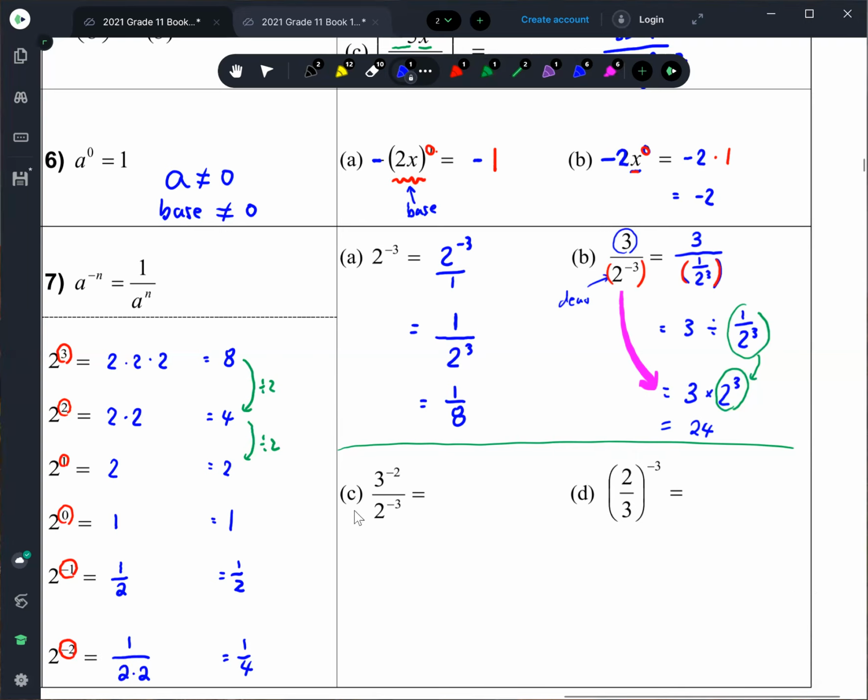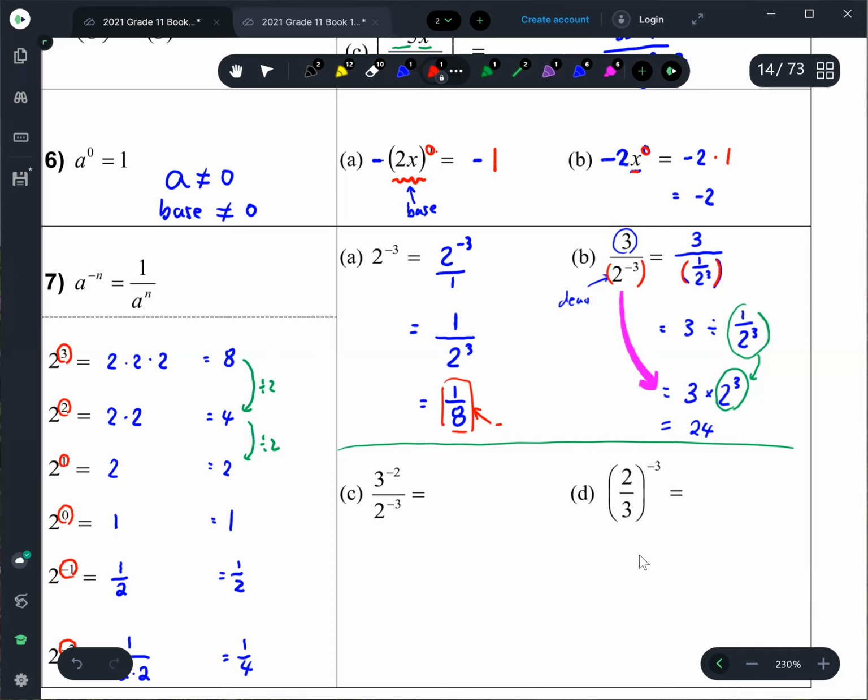All right, so I'm gonna let you guys try questions C and D. All right, so turn those two into positive exponents, rewrite it as positive exponents, and then evaluate. Okay, evaluate means you don't have exponents in your final answer. Okay, I'll write this down. This is evaluate. Okay, this is to write it as positive exponent.